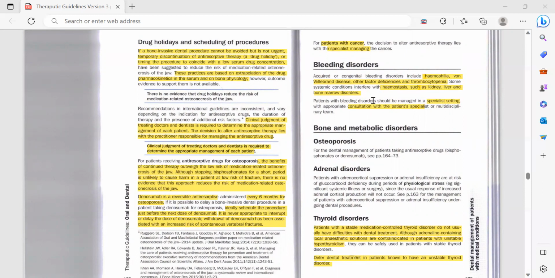Patients with bleeding disorders should be managed in a specialist setting with appropriate consultation with the patient's specialist or multidisciplinary teams. So the summary here is if your patient has hemophilia, von Willebrand disease, or any other deficiencies and thrombocytopenia, then you won't be treating that patient. His treatment would be done by the specialist in the specialist setting, because if any emergency occurs, they would be in a better place to manage it.